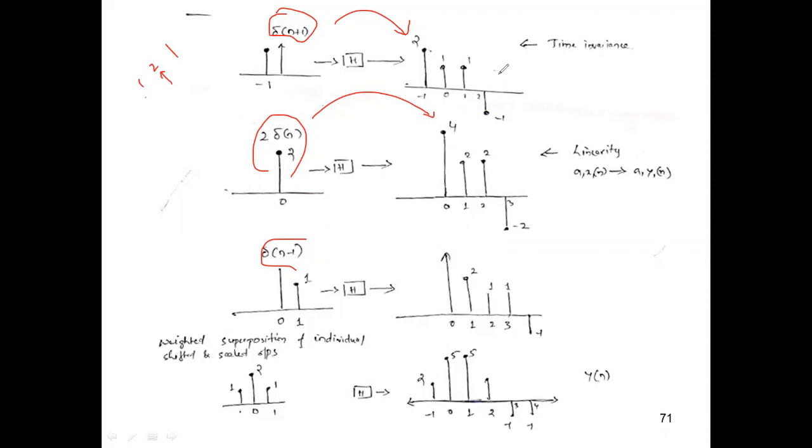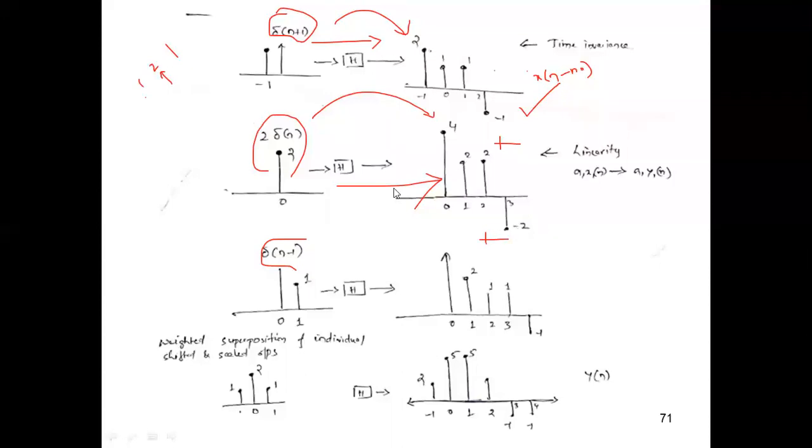This is my time invariance. What is this particular thing? x of n minus n naught will give you y of n minus n naught, right? So this was a shifted input giving you shifted impulse response, scaled input giving you scaled impulse response. Then finally, what I did was the superposition theorem: A1 x1 of n plus A2 x2 of n plus A3 x3 of n gave you A1 y1 of n plus A2 y2 of n plus A3 y3 of n.